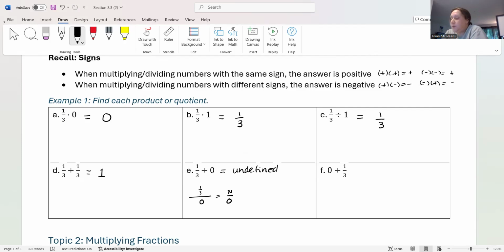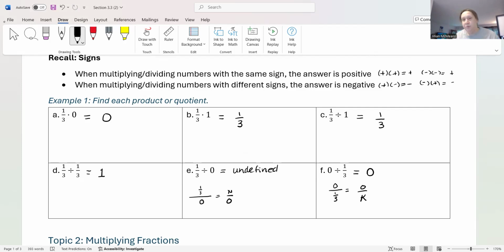Okay, finally, for part F, we have 0 divided by 1/3. Here we have a numerator of 0, and then we have a denominator that's some number, in this case 1/3. So this one looks like "okay," this one's good to go. We can take 0 and divide it by a number. So this one right here is 0, okay?